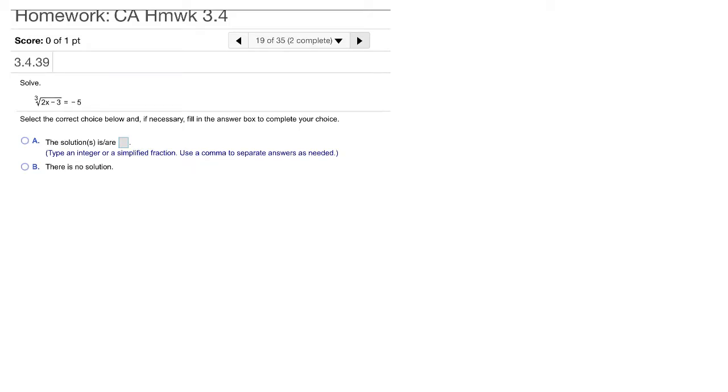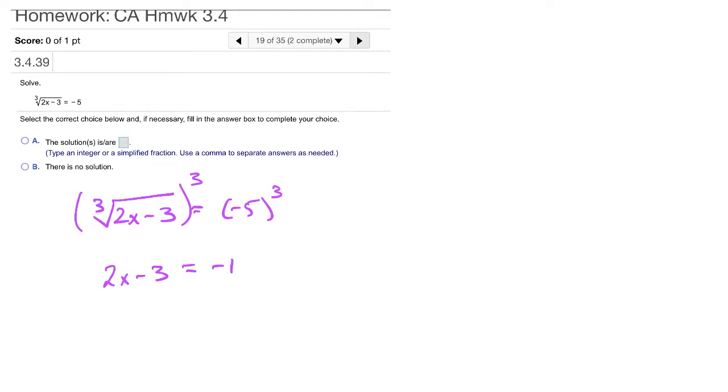So in this case, I kind of have a similar thing, but now since I have a cube root, I raise everything to the third power. So here, if I've got the cube root of 2x minus 3 and negative 5, I raise everything to the third power on this side. On the left, the third power kills off the third root, and so I just have 2x minus 3. On the right-hand side, raising negative 5 to the third power gives me negative 125.